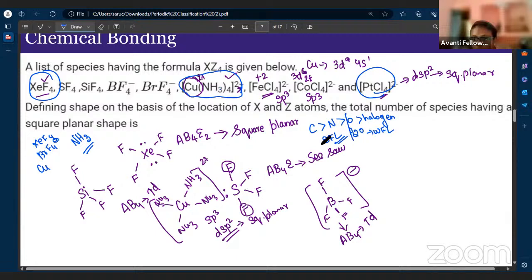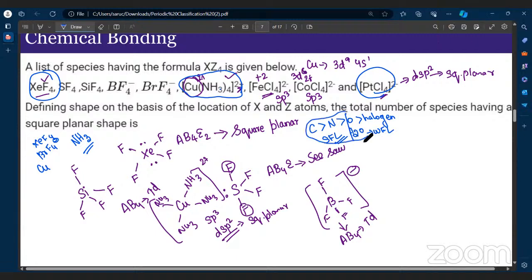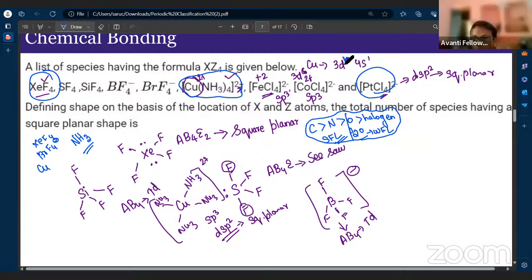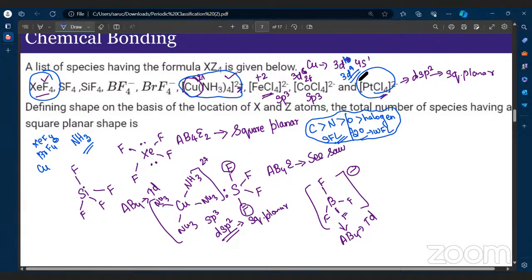Can you rewrite the Cu configuration? You wrote the wrong Cu configuration. Copper, sorry, it is 3d10 4s1. Yes, 3d10 4s1. So you have to remove 2 electrons, then it becomes 3d9. Got it? Yes, ma'am.